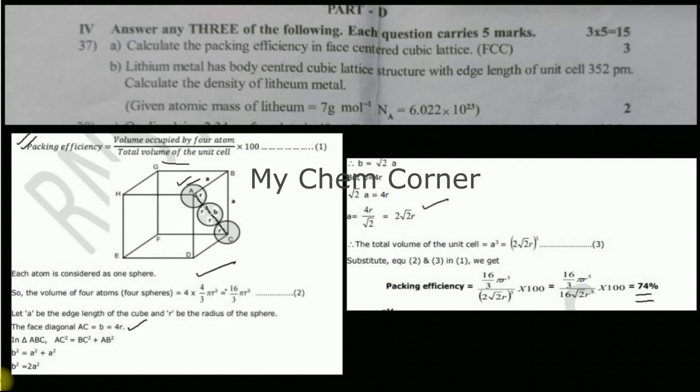Now in the next one, you are going to have a problem based on density. The question reads, lithium metal has a body-centered cube, so this is important, BCC, with an edge length of unit cell 352 picometer. Calculate the density of the lithium metal given that the atomic mass of lithium is 7 gram per mole and Avogadro's number is 6.022 into 10 to the power 23. It's a 2-mark question. Let's see how to solve it.